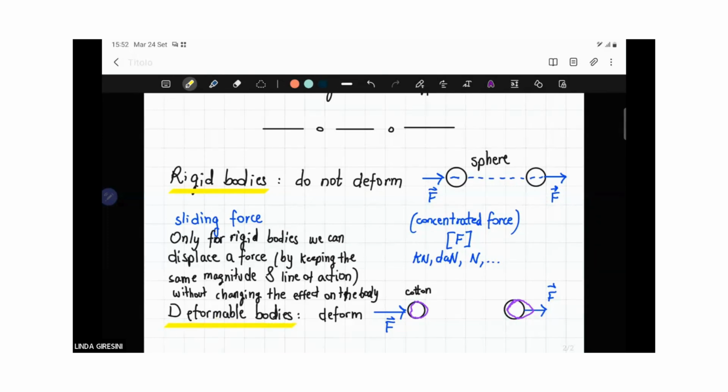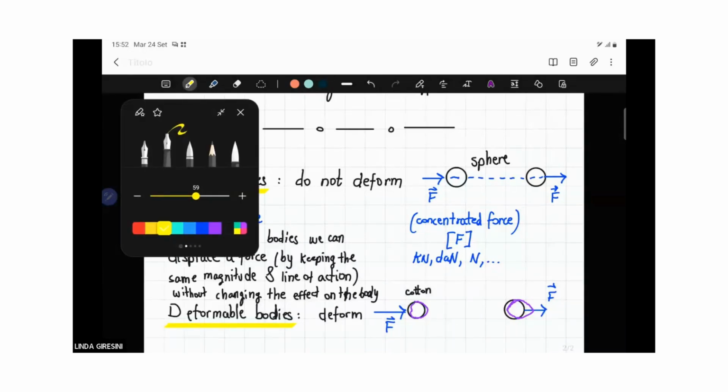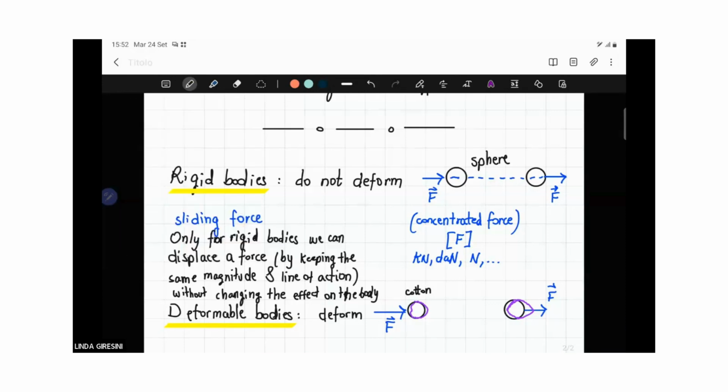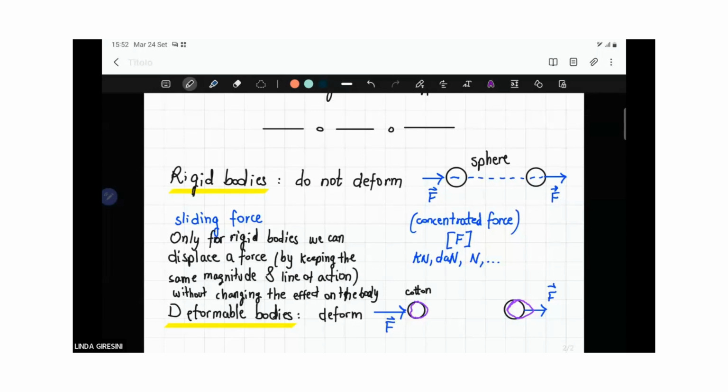So there is a big difference between rigid bodies and deformable bodies. So anytime you have to ask yourself: if the body is rigid, I will do something, or if the body is deformable, I will do something else. Are there any questions?